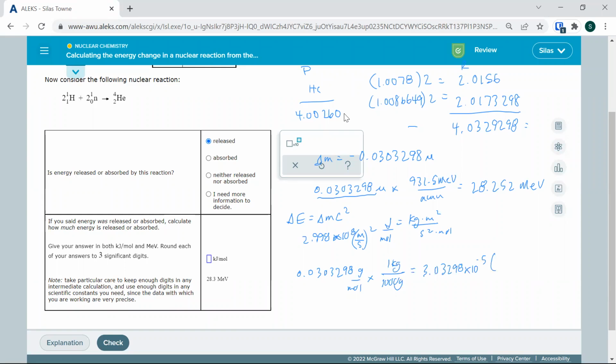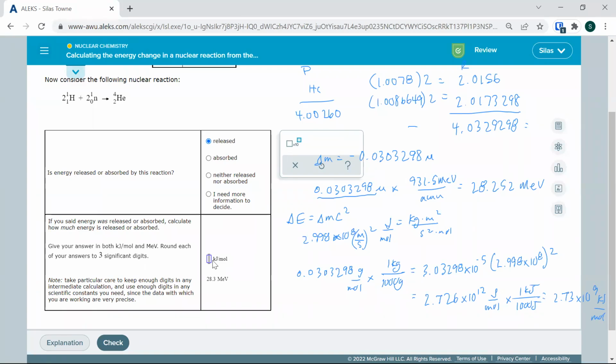Now I'm going to multiply that by the speed of light squared, and I get 2.726 times 10 to the 12th joules per mole, or kilograms times meter squared per second squared. Now, last step, it asks for kilojoules per mole. So I'm going to say there's 1,000 joules per kilojoule, and we get 2.3 times 10 to the 9th kilojoules per mole.